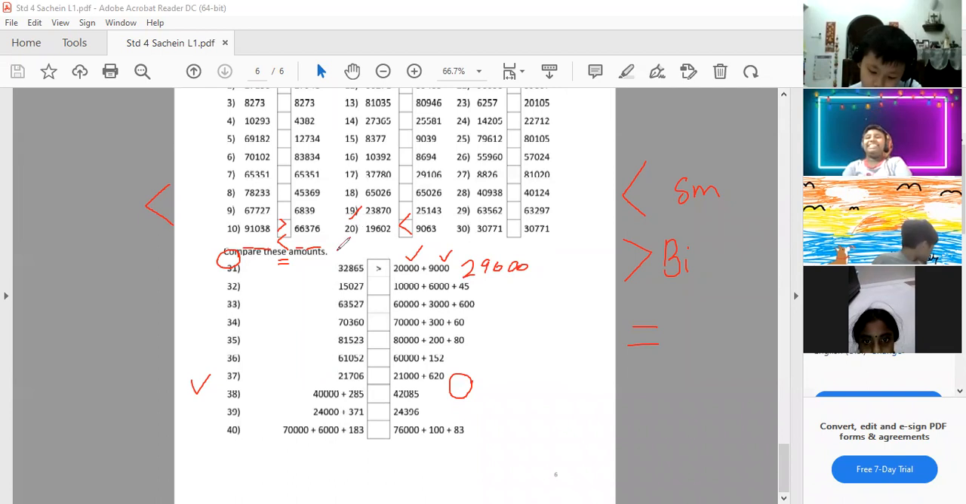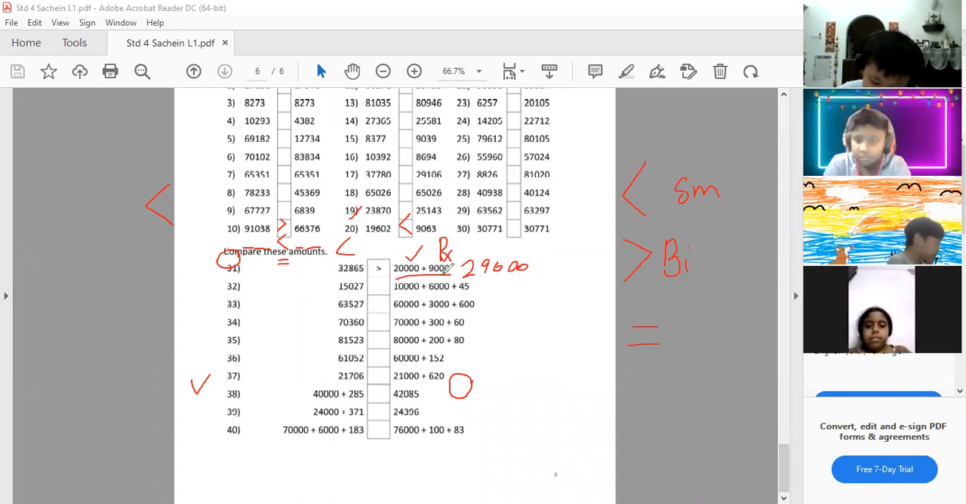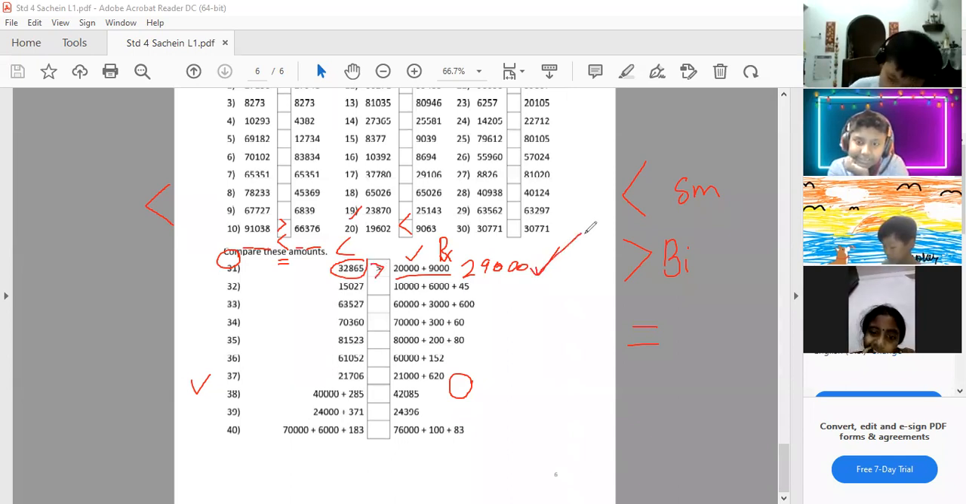This is one side, the left-hand side, and this is the right-hand side. So there are two numbers. One is on the left, one is on the right. If both are the same, you put equals. But on the right-hand side, you can see the numbers are broken up, so you must put them back together. So 20,000 plus 9,000 is 29,000. Now you compare it with 32,000. Of course, 32,000 is more than 29,000. Do you understand that? Understand, teacher.